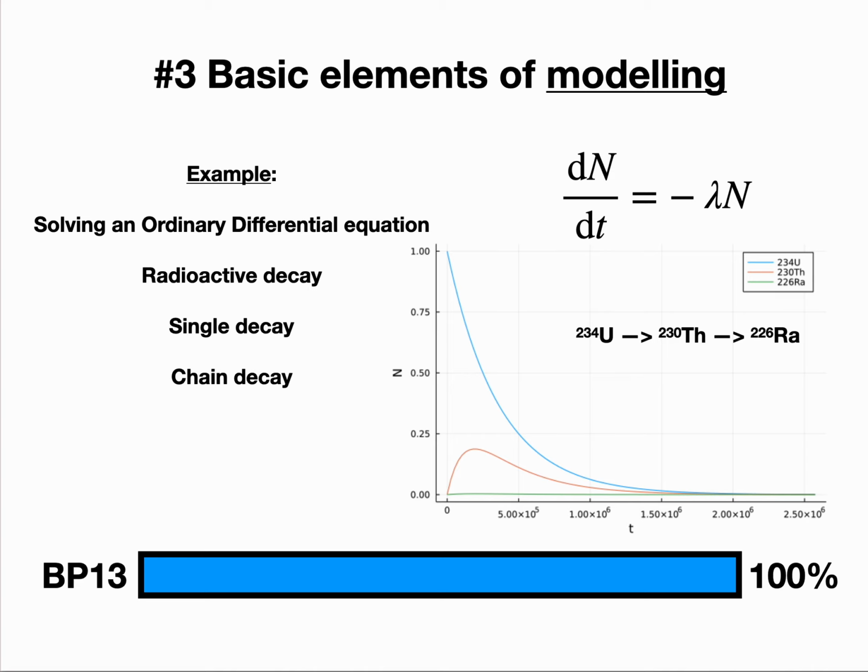One example of exercise will be solving an ordinary differential equation here. That will be applied to the radioactive decay. So we will study the case of a single decay and the chain decay. So for example, here you see the decay of uranium-234 to thorium-230 to radium-226. This is a chain radioactive decay, and you will learn how to model that.